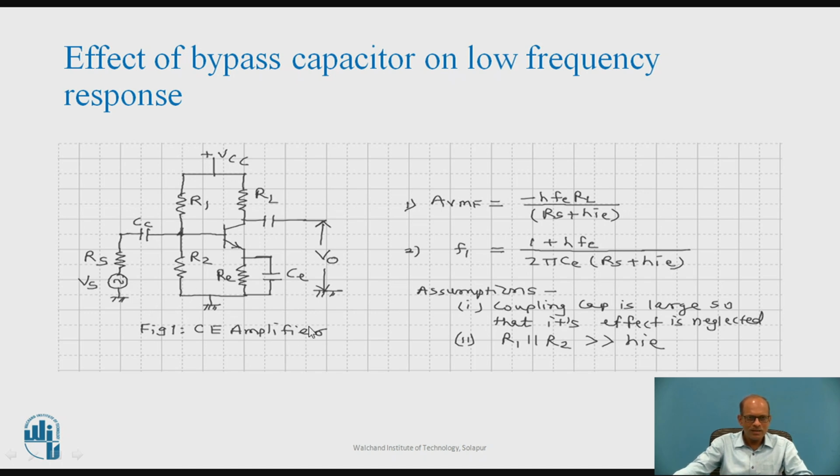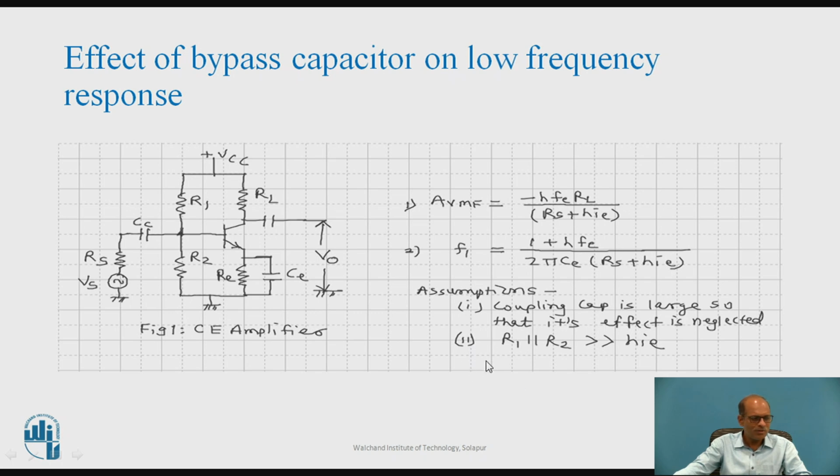Now for the analysis of the effect of bypass capacitor, we make the following assumptions. First assumption: the coupling capacitor is large so that its effect is negligible, and R1 parallel R2 is very much greater than hie. So these two assumptions are made.